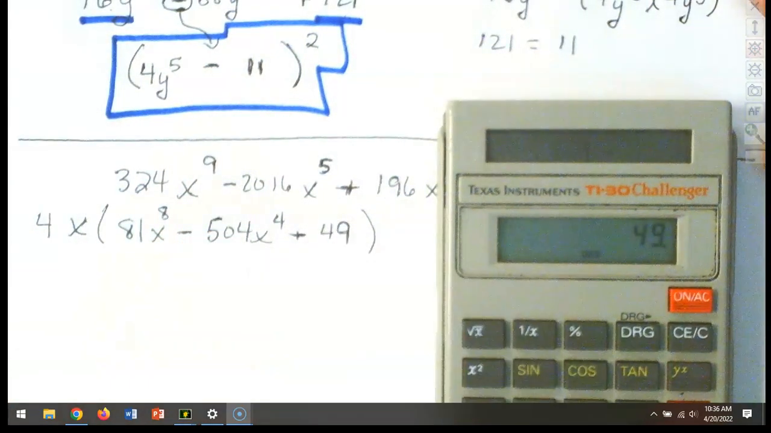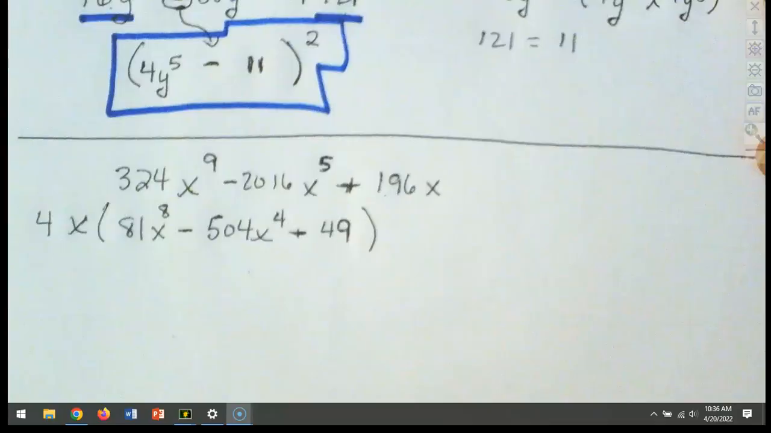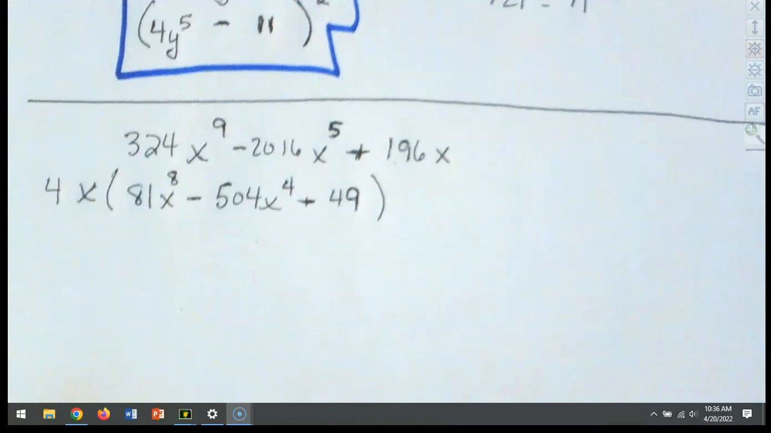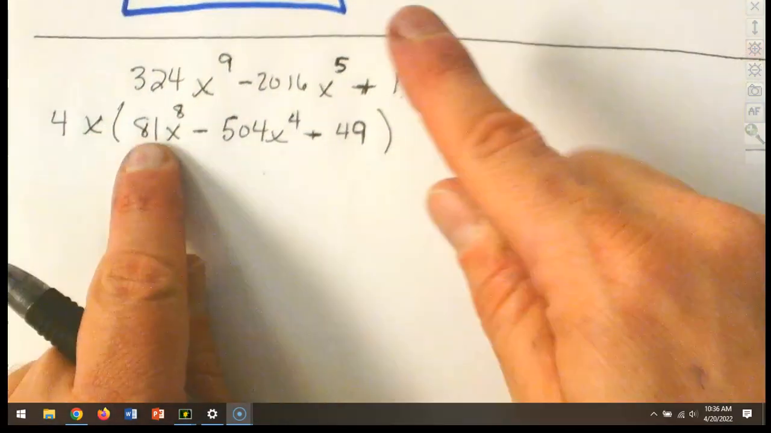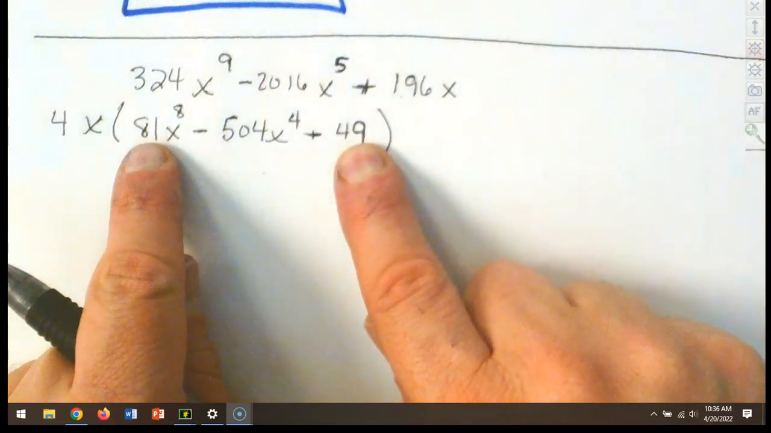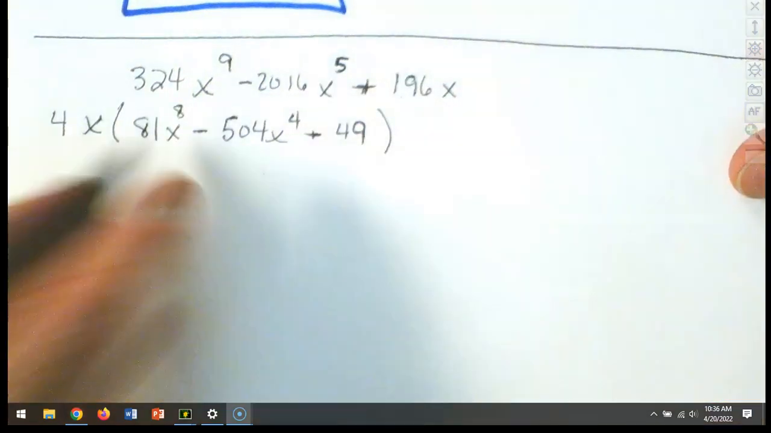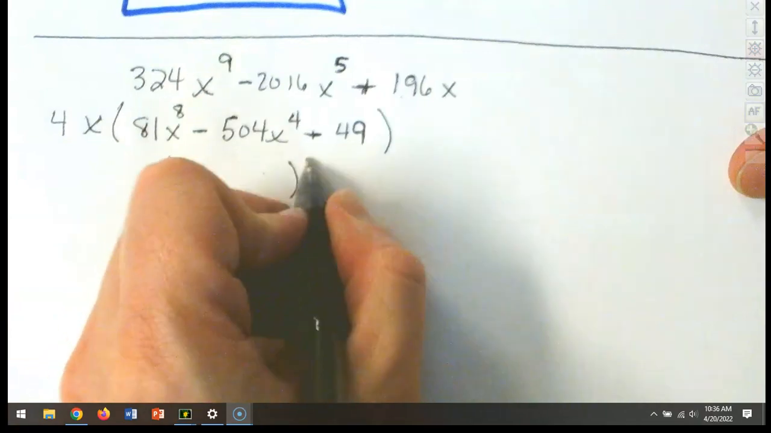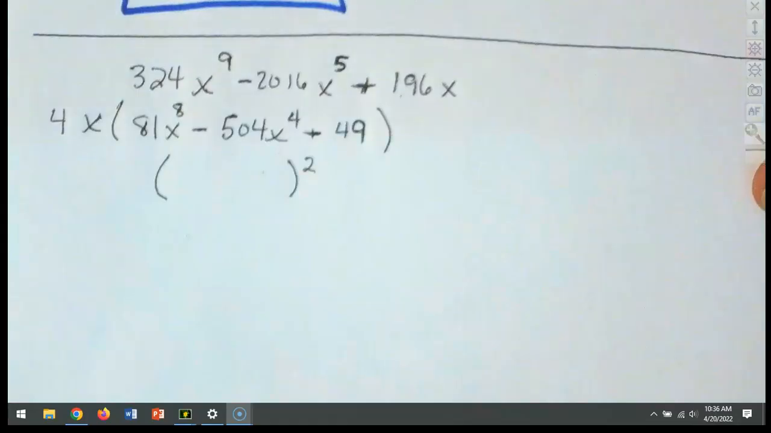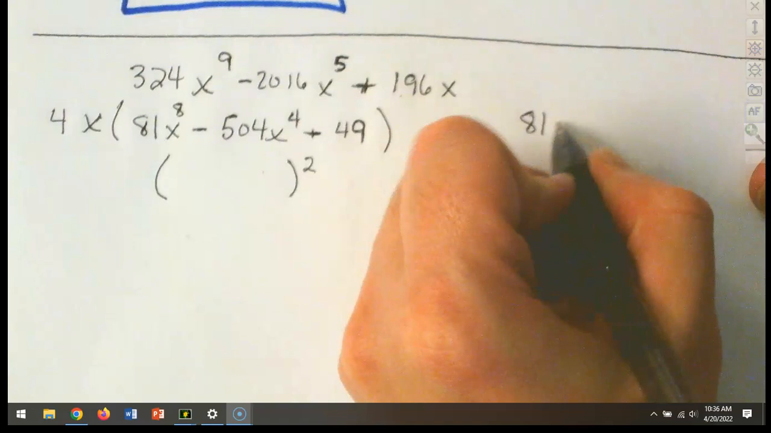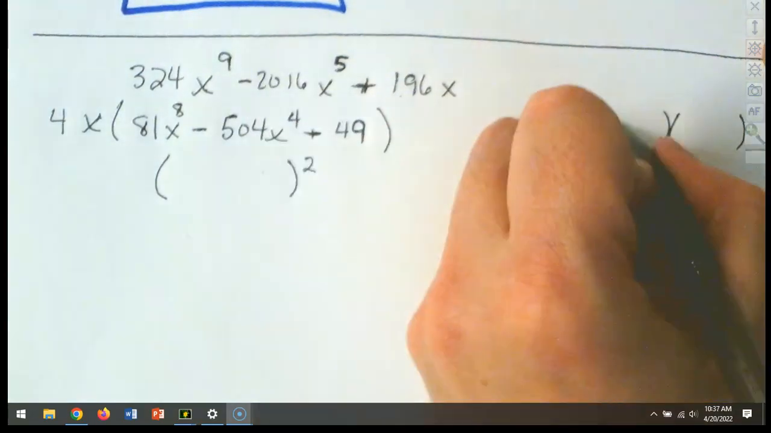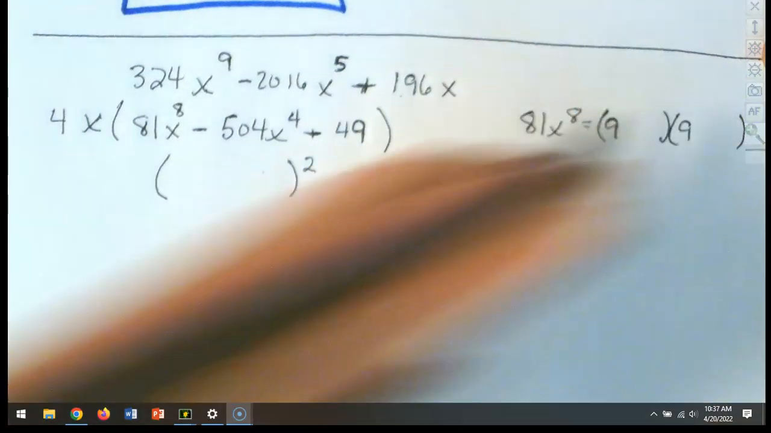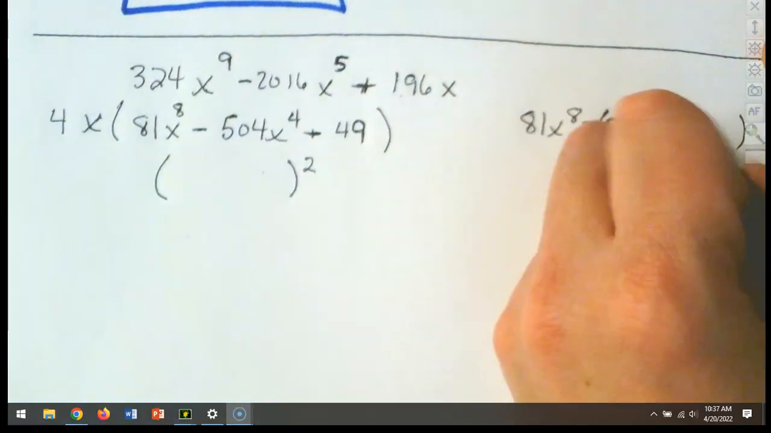So by factoring out the 4, look at what now has happened. I factored that 4 out, right? And now I see 81's a perfect square, 49's a perfect square. So I now know it's going to factor. And I always like to write the squares over to the side. So 81, x to the 8th. 81's a perfect square of 9 and 9. X to the 8th is x to the 4th, and x to the 4th.